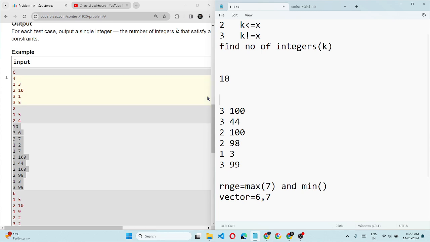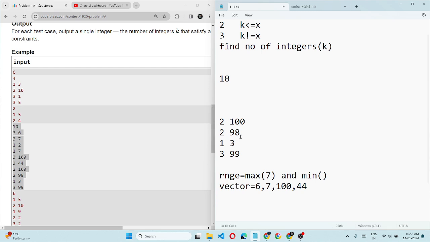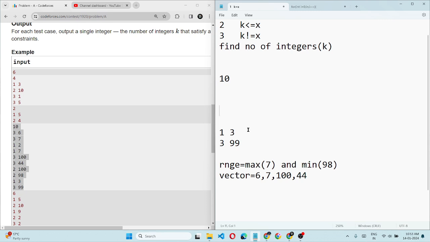Now let's talk about 344, it will go here, 144. Now this one, 100, and then 98, right? If a number is lesser than 98, then it will already be less than 100, no? So that's why I've taken the minimum here. The minimum would be 98. Now here 3 and 7, 7 is already the maximum. This is 99, I've taken 99 here.